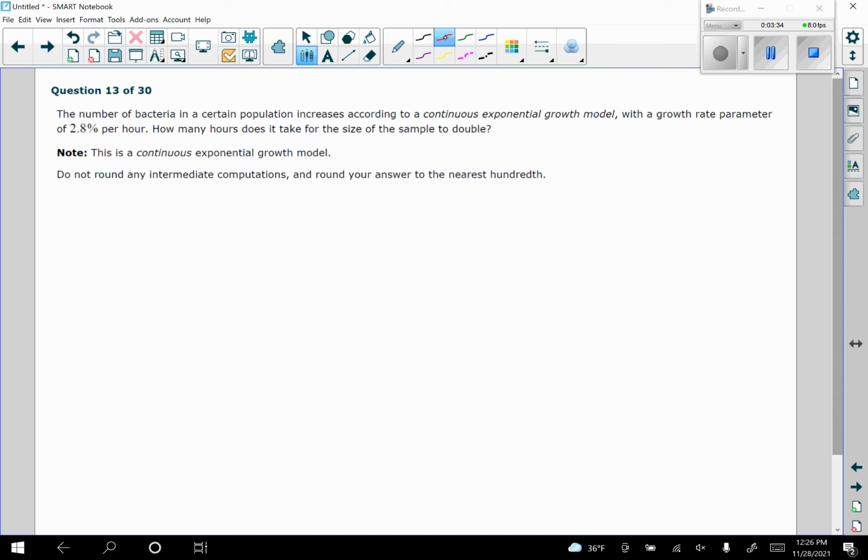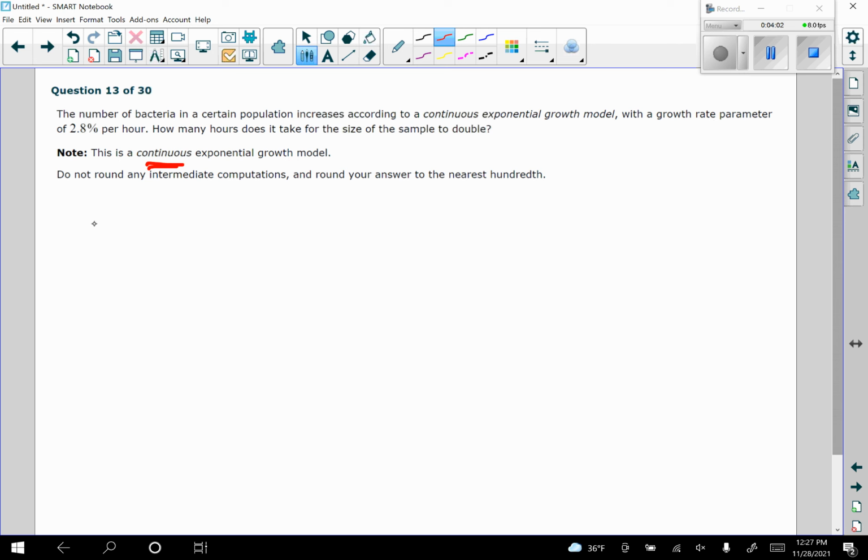Okay, question 13. So we're looking at an exponential growth model. What's being described here is a continuous exponential growth model. The number of bacteria in a certain population increases according to a continuous exponential growth model with a growth rate parameter, so it's kind of like the interest rate, it's just our percent here, of 2.8% per hour. So our time is given in hours. How many hours does it take for the size of the sample to double?